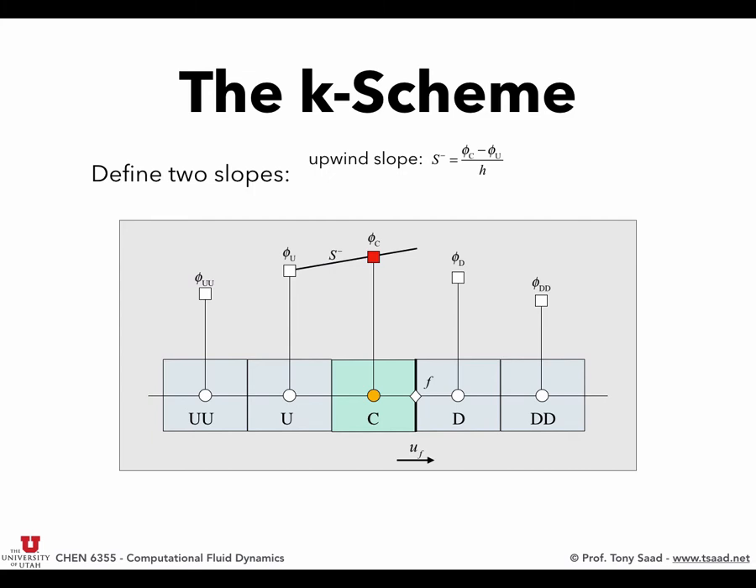So with the K scheme, we define two slopes, an upwind slope based on the two upwind values, phi C and phi U. We call that S minus for upwind. And we define a downwind slope based on phi downwind and the phi C value. So all our schemes, we want them to be upwind biased, okay? Because we know these are hyperbolic laws. Things go from the past to the future, okay? And this is the downwind slope. And then we're going to combine these two slopes somehow and weigh them by a parameter k so that we get the value of phi at the face.